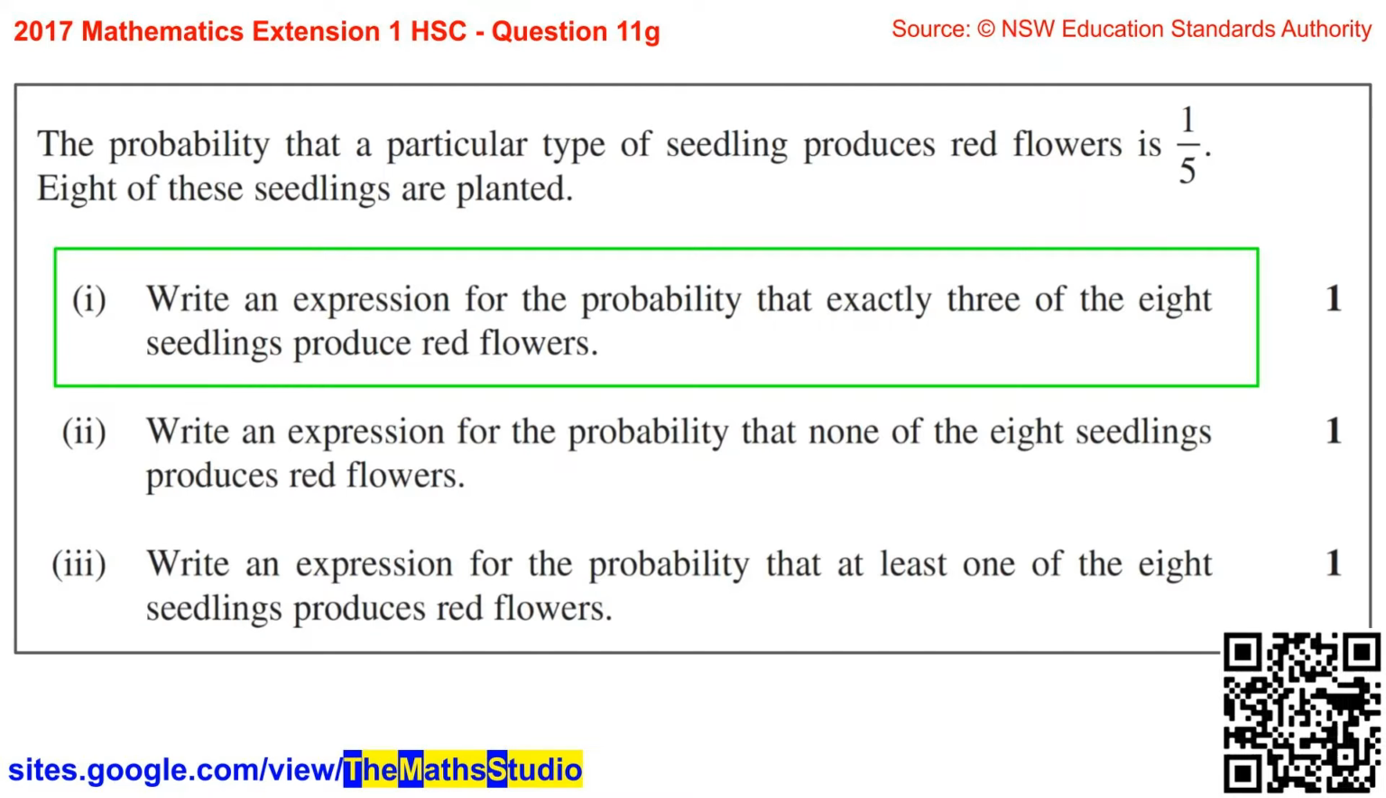Question 11g. The probability that a particular type of seedling produces red flowers is 1 over 5. 8 of these seedlings are planted. Part 1. Write an expression for the probability that exactly 3 of the 8 seedlings produce red flowers.